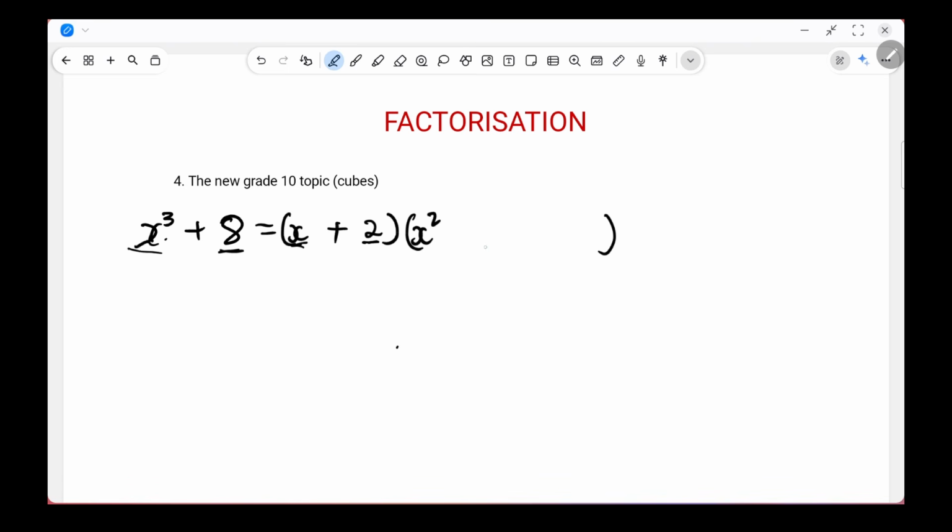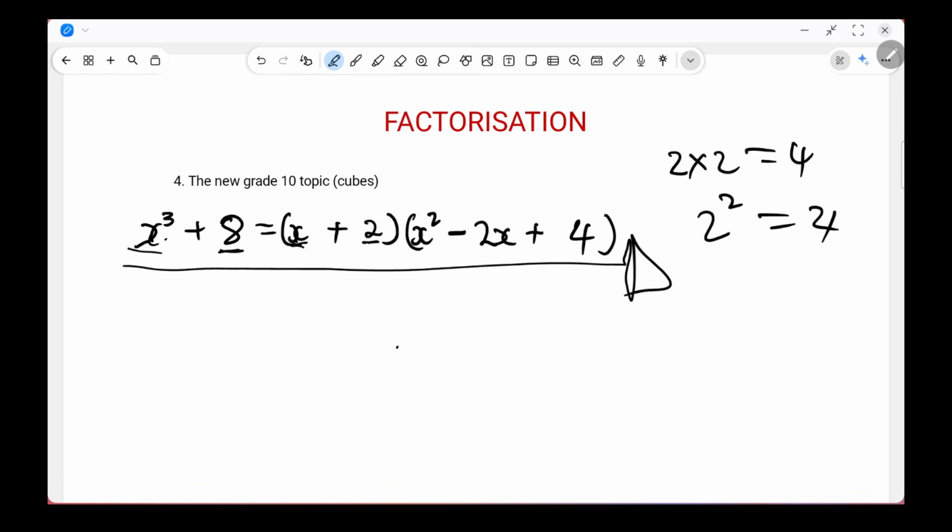The opposite of a positive is negative, and then we multiply x and 2, and it will give us 2x. And then always we keep the last sign positive, and then we will square 2, which equals 4, and then we will write 4. This is the final answer when we factorize the cubes.